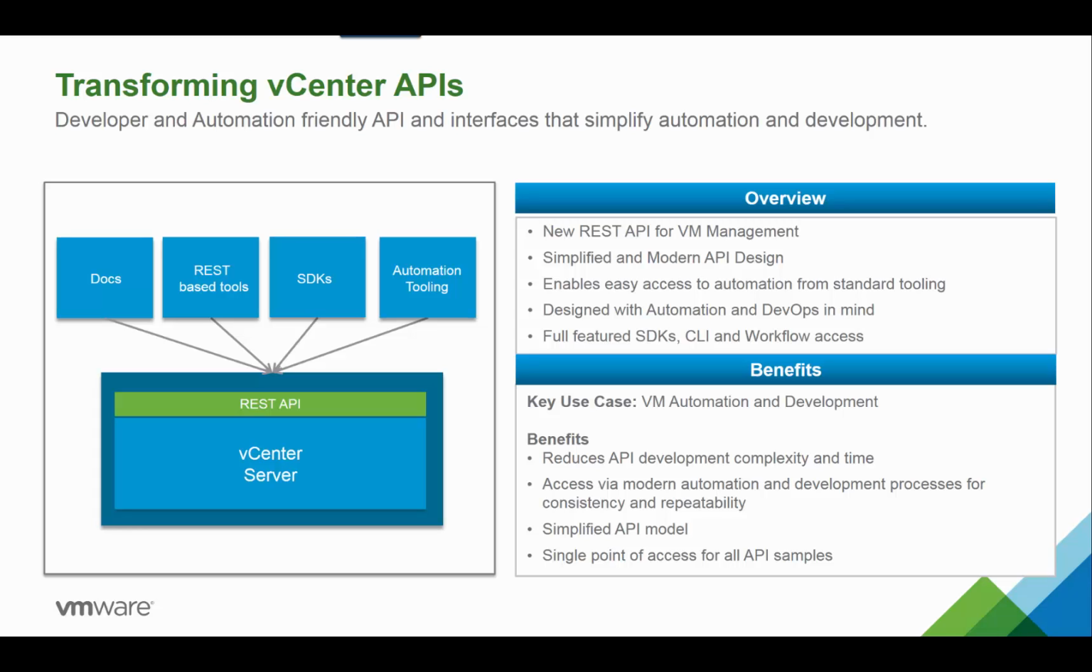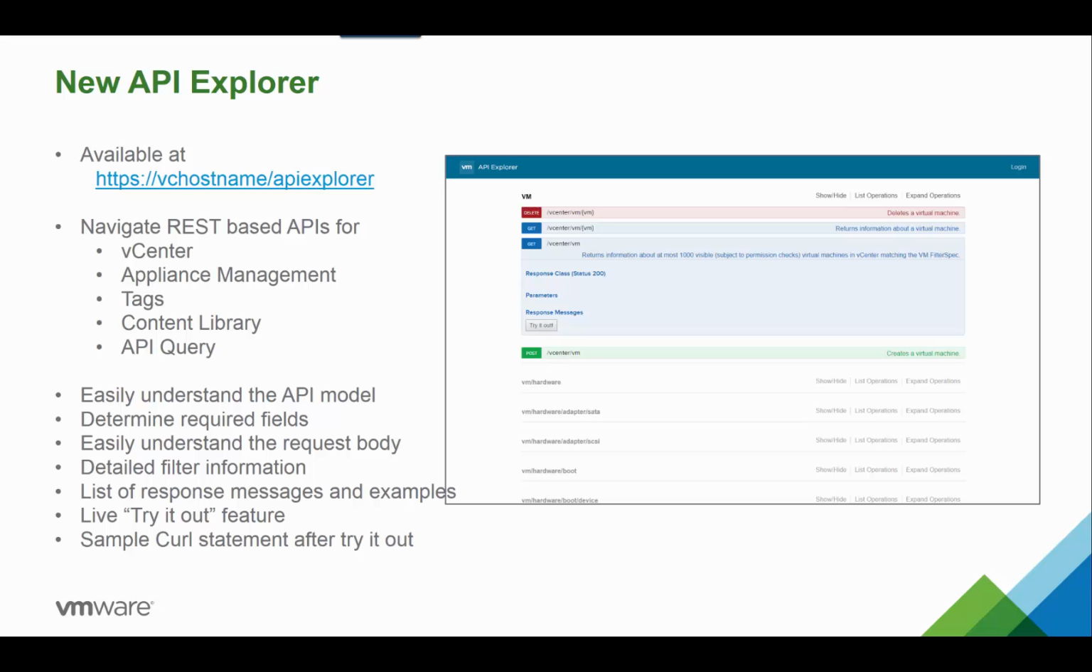It makes it easier for third-party vendors to write APIs to plug into and manage vSphere now. All of these features help reduce development complexity and time, while providing modern, standardized APIs and models with a simple point of access for all API samples. We've also included a new API Explorer, which helps navigate REST-based APIs for vCenter, appliance management, tags, content library, and API query. It also makes determining required fields much easier, gives you detailed filter information, a live try-out feature, and several other new capabilities.